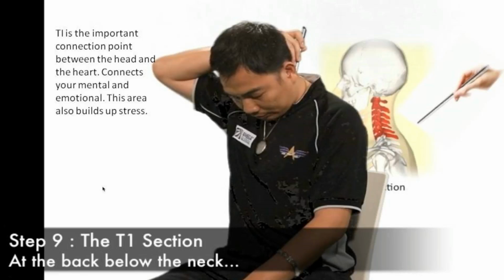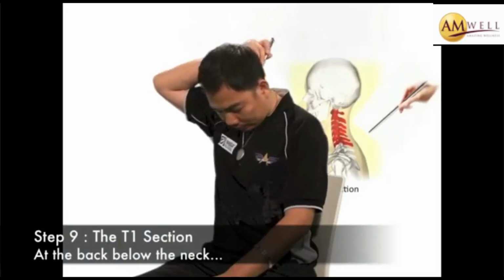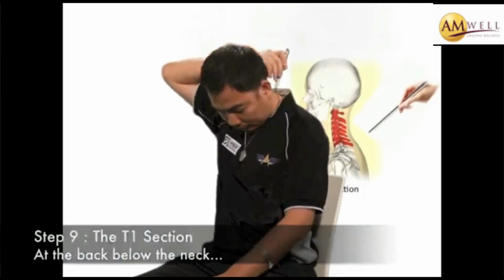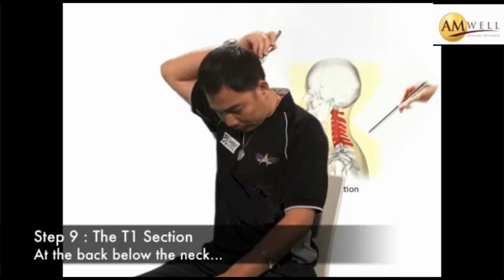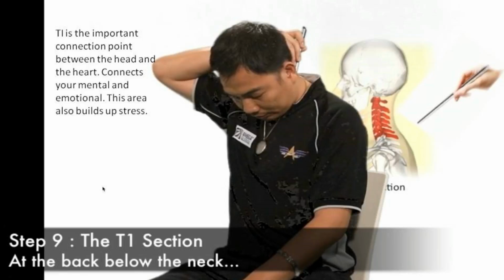This is the area that actually builds up a lot of stress. Normally, when you're working too much or having a lot of stress, you will find your shoulders getting stiff. This is where stress actually builds up. So point the wand at the back of your neck at the T1, and of course keep your eyes closed and wand in a clockwise motion to that point. You can actually release a lot of stress. You can also improve the head and the heart communication very much through that.